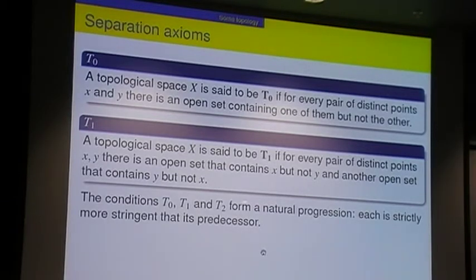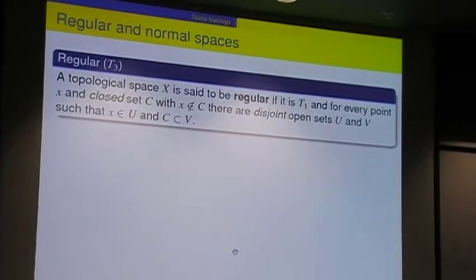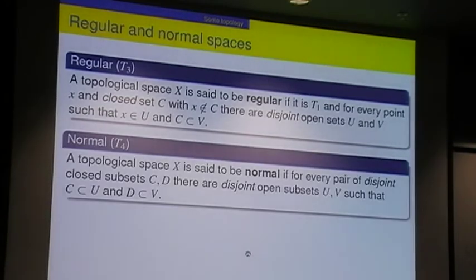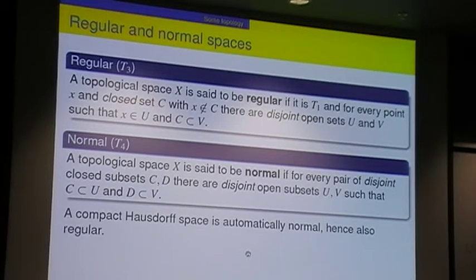It's clear that they form some kind of natural progression. Each one is strictly more stringent than its predecessor. And here are T3 and T4, as I mentioned before. These spaces are called regular and those are called normal. Now, it turns out that compact Hausdorff spaces are automatically normal, hence also regular. This is one of the standard homework questions that you get in your first topology course.